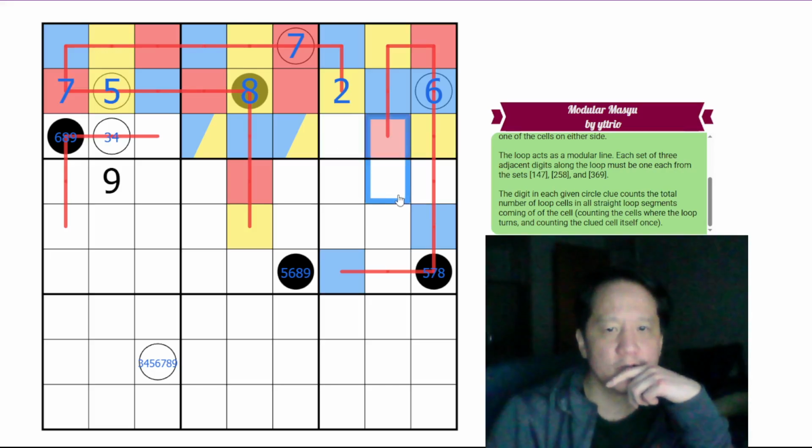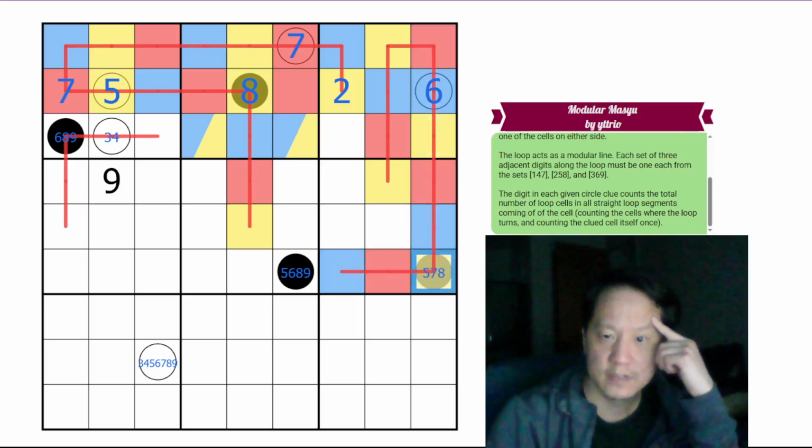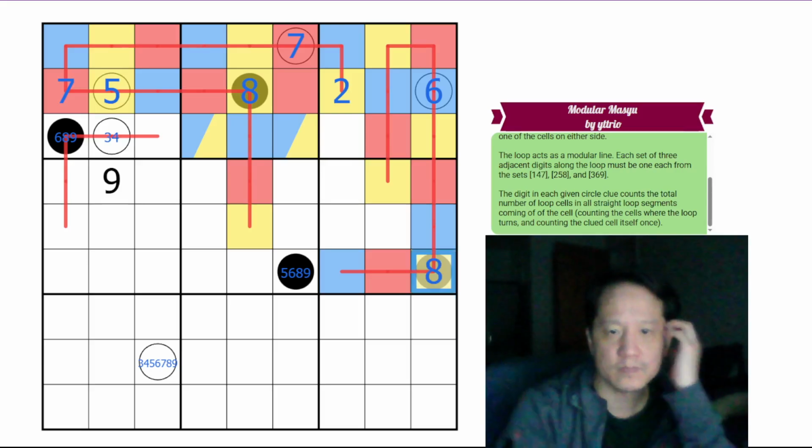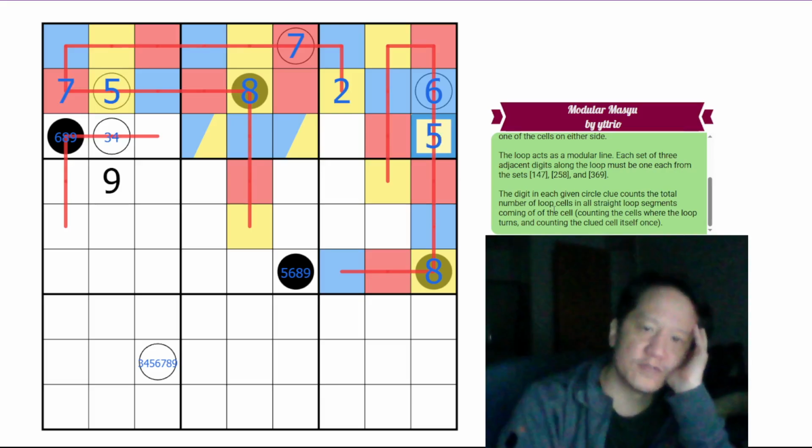Cannot be yellow here, so it must be yellow here. Then we connect to blue. So blue, red, yellow, blue, red, yellow. This must be 1, 2, 3, 4, 5, 6, 7, 8. This can't be 2 or 8. It's 5, which forces this not to be 5. That's 8.